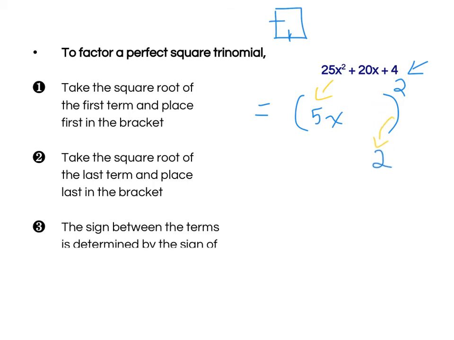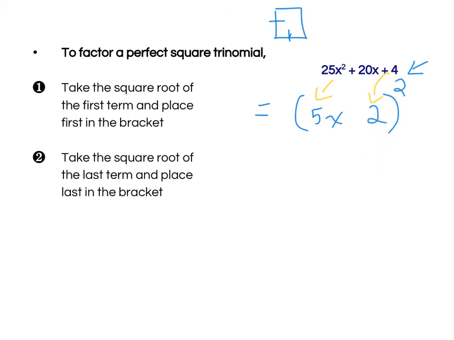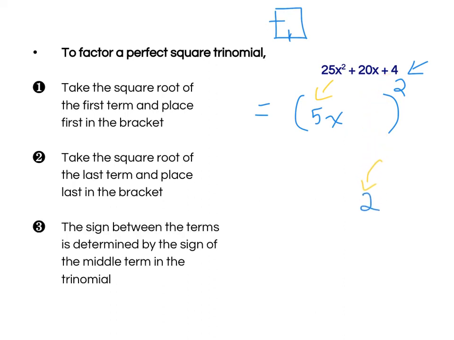Let's look at our last rule. The last rule is, oopsies, that moved and I didn't really want it to. All right, I'm going to rewrite that. The sign between the terms is determined by the sign of the middle term in the trinomial. So what I'm trying to say here is that I'm looking at the sign of my middle term. And since my middle term is a positive integer, that means that when I'm factoring this trinomial, I'm going to have a positive, an addition sign there.